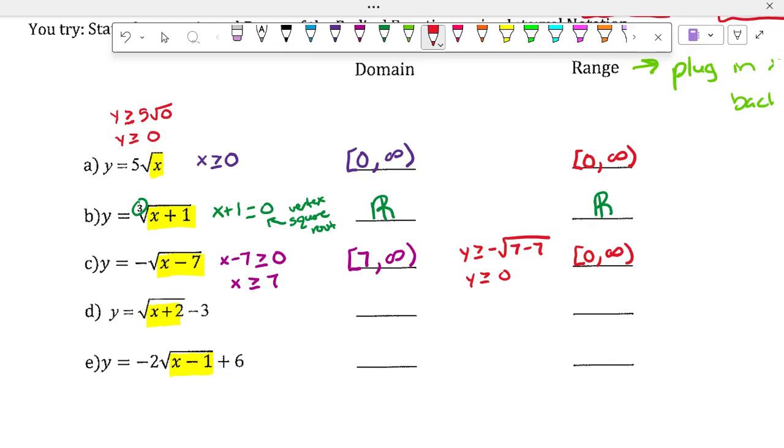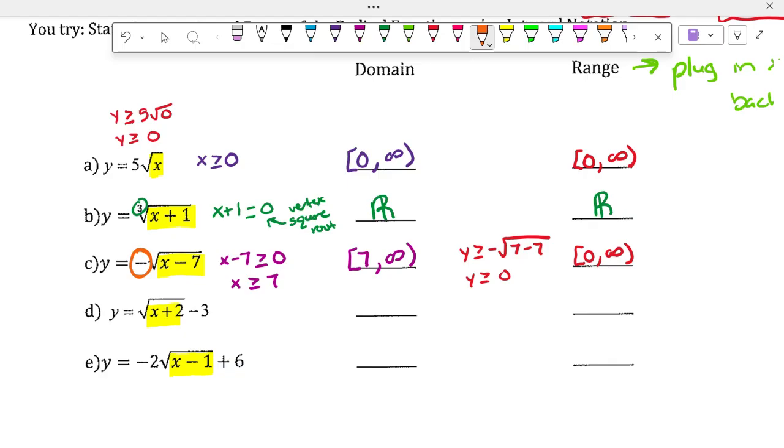Now, another thing I want to mention is this negative right here. What does that do to my graph? Flips it over the x-axis.